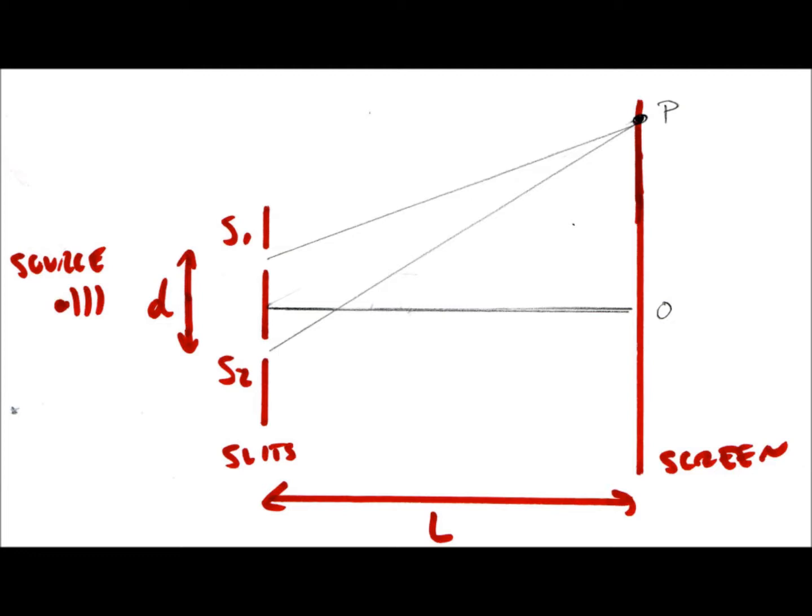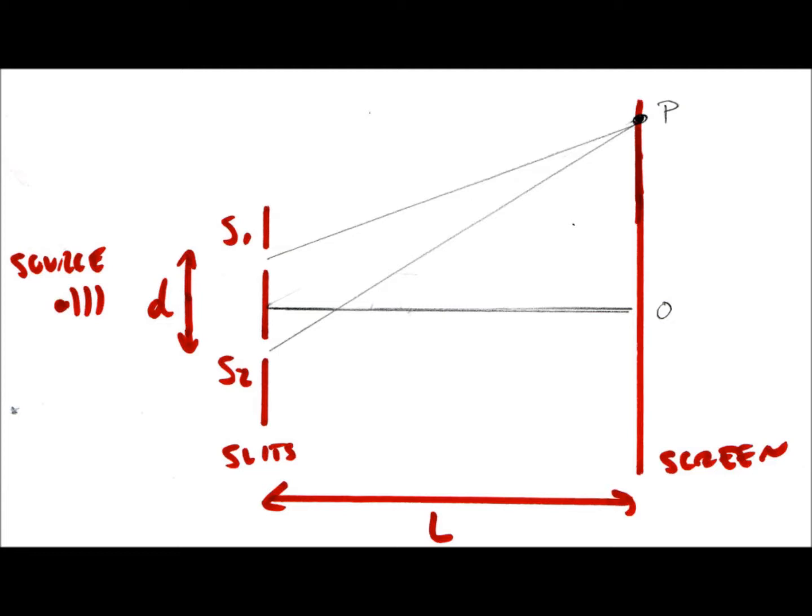As we move laterally on the screen, that is, upwards from point O or downwards from point O, the light from the two sources will not arrive precisely in phase anymore. As you go farther from O, the light will arrive less and less in phase, so that there will reach a point where the light from S1 is shifted by half a wavelength from the light arriving from S2, and at that point we'll have destructive interference and you'll see a dark spot on the screen.